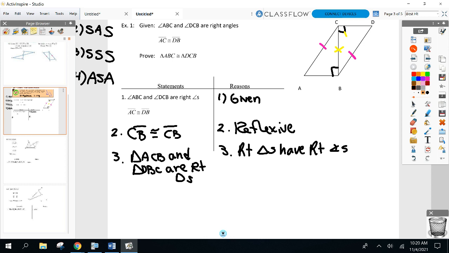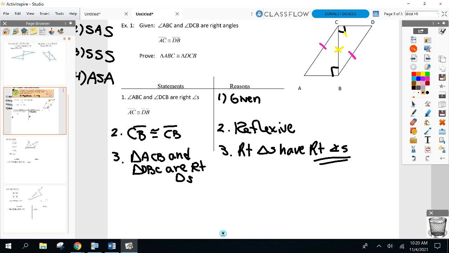Just making a point that if you're going to write right triangles have right angles, somewhere in your proof you better have right angles. Not on your diagram, in your proof. And it was given, so I don't have to worry about it. All right, go ahead, Luke. Do you have to set right angles? Okay, great question. That always comes up. Luke just asked, do I need to set the right angles congruent to each other?